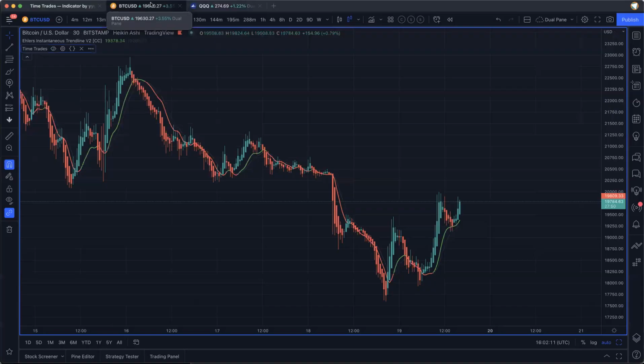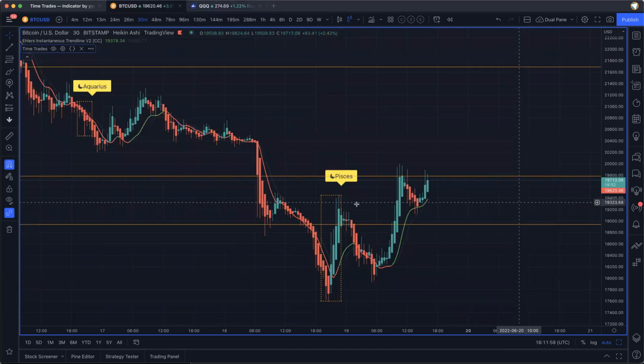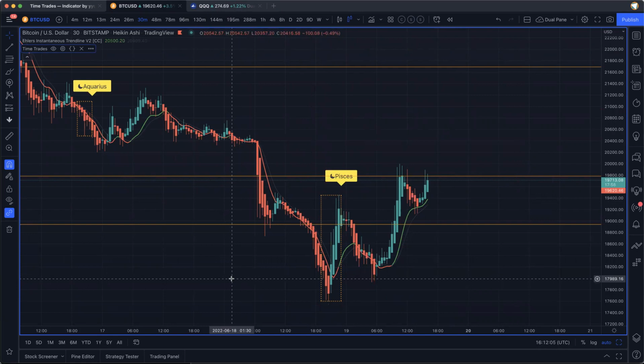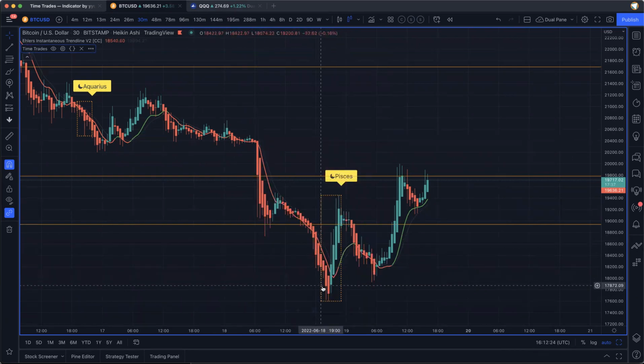I'm sure, like I was really stunned by this huge dump yesterday in Bitcoin, very aggressive sell-off. And then I turned on the time trades moon void of course indicator here. So we're in TradingView, we're on a 30-minute chart, and I turned on moon void of course, and sure enough, there's a big orange box right around this dump. And what does a void of course mean? Well, in general, that means that you can expect fake outs and reversals during that time frame.